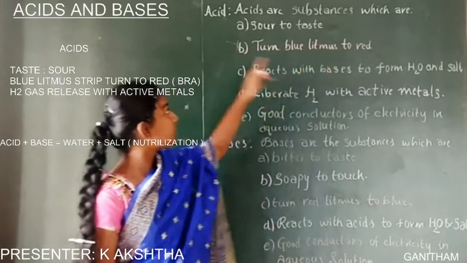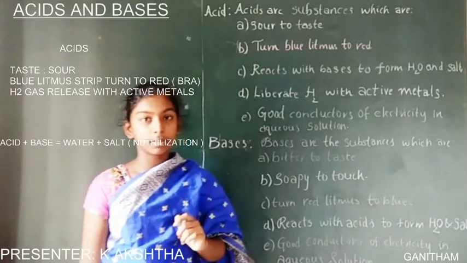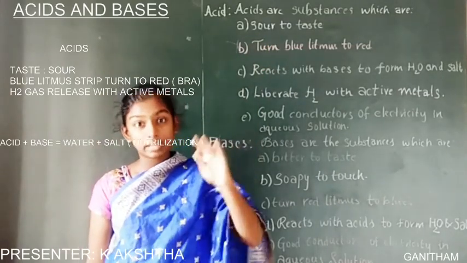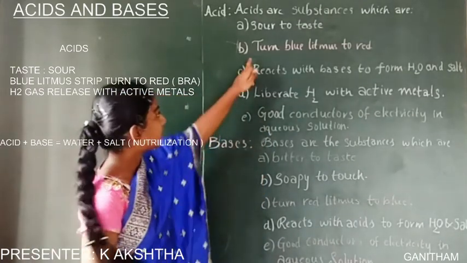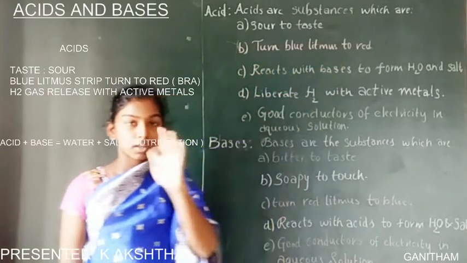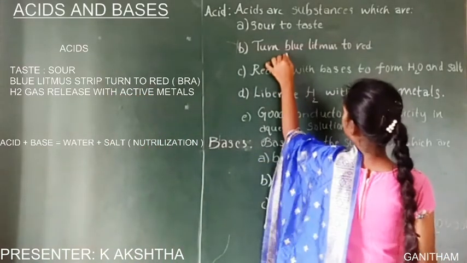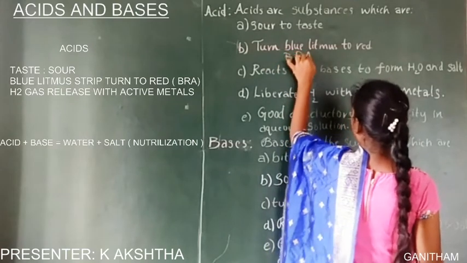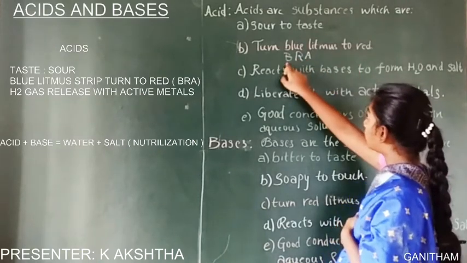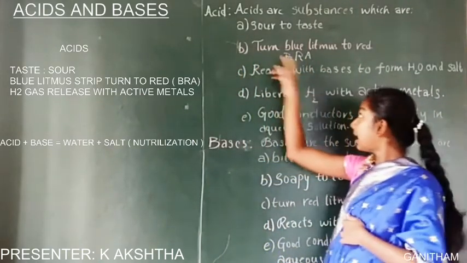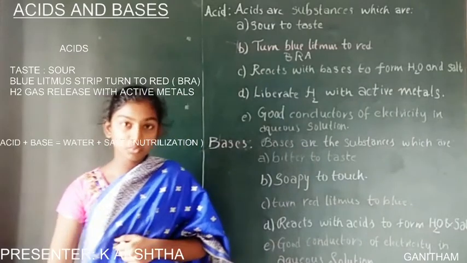Acids are substances which are sour to taste. Very sour to taste. Remember, an example for this is lemon. But lemon is not the acid. In lemon there will be some acid. Thus acid is the reason for the lemon to be sour. And then they turn blue litmus to red litmus. You can remember that as BRA. What is this BRA? B means blue litmus, R means red litmus. Blue to red is acid. BRA. Remember that. It will be very useful for you.